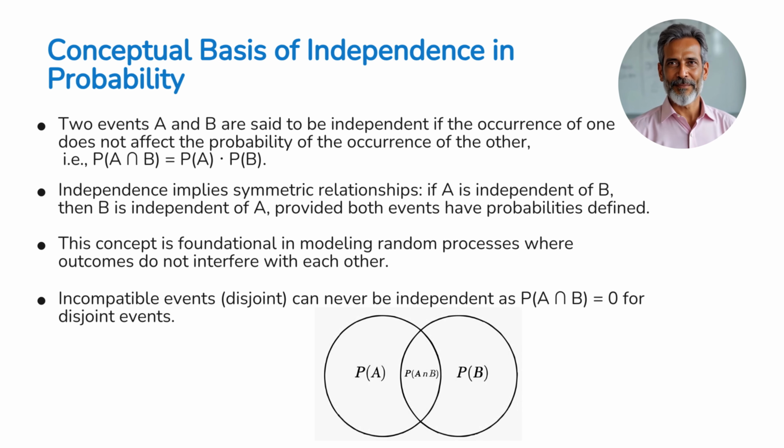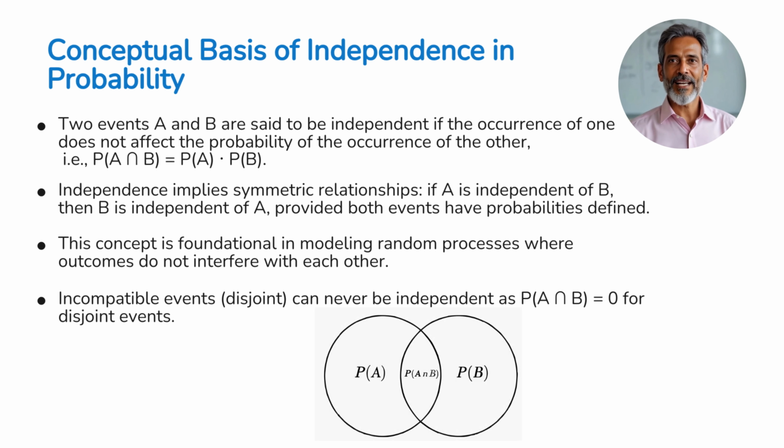But be careful. Independent events are different from incompatible or disjoint events. Incompatible events cannot happen together. So the probability of both occurring, P of A intersection B, is zero. This zero product almost always contradicts the independence condition, because if the probabilities of A and B are not zero, their product won't be zero. So, disjoint events can never be independent.